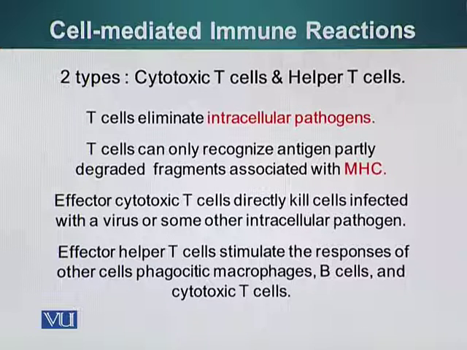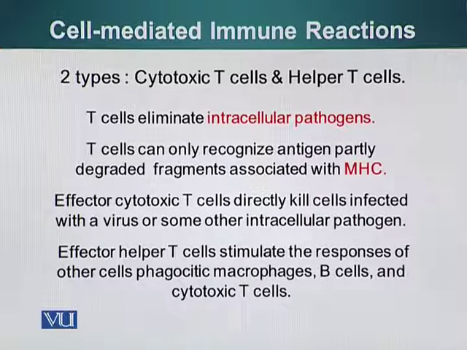So these T cells can recognize antigen which is partly degraded, and it is present as short small fragments on the surface of the cells, displayed with the help of MHC. MHC basically is an abbreviation for major histocompatibility complex. We'll talk about this in more detail, but first of all let's talk about the T cells and their receptor.